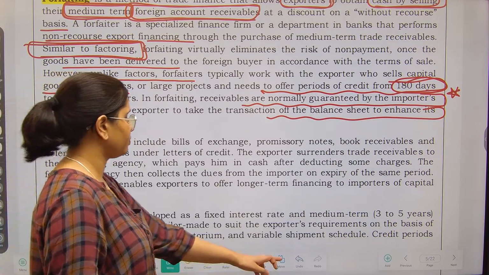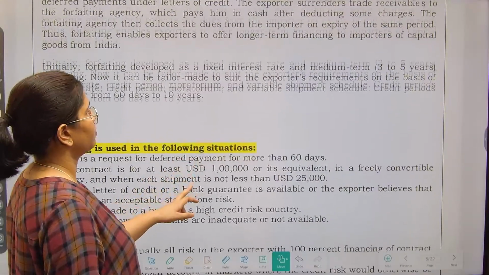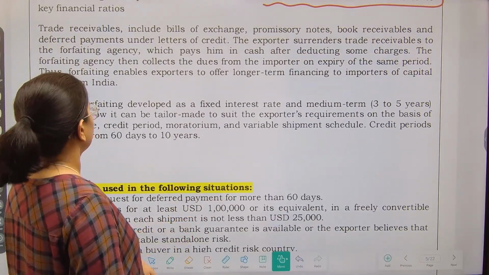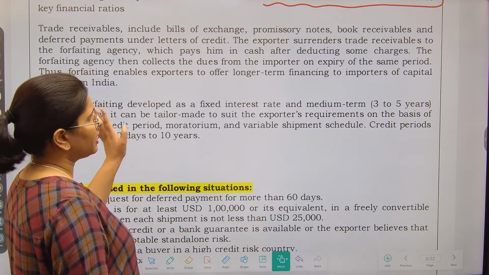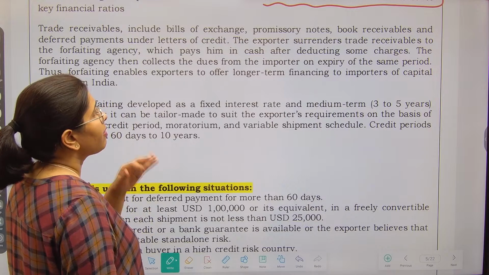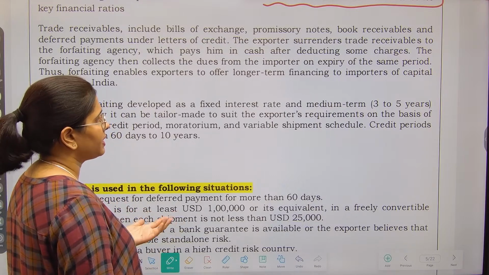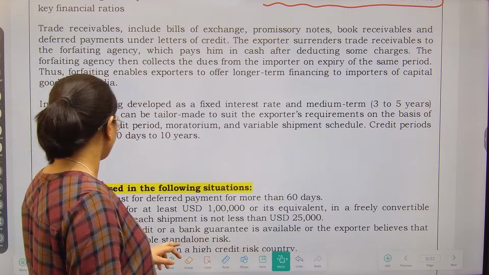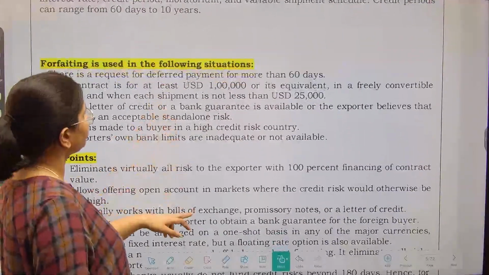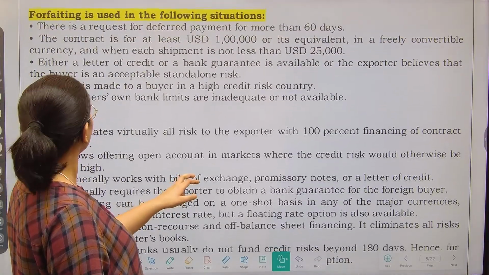Now, this is all you can just see. This is some history that is not at all relevant. Trade receivables could be in the form of bill of exchange, promissory note, book receivables, etc. We have to see this particular thing. This is important for us.